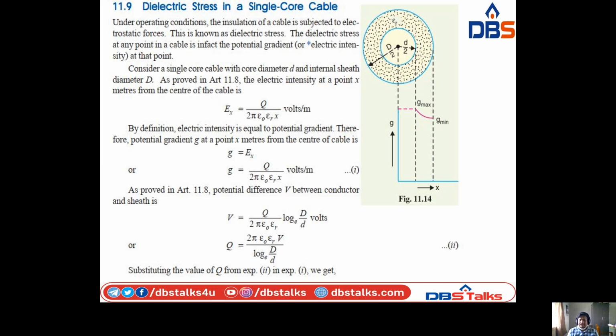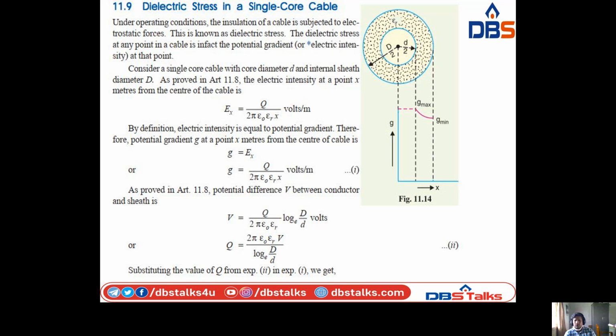Now let us go for the dielectric stress in a single core cable. Under operating conditions, the insulation of a cable is subject to electrostatic stresses. That is nothing but electrostatic forces. We may call them dielectric stresses. When our load increases, electrostatic stresses are increased. That means dielectric stresses are increased.